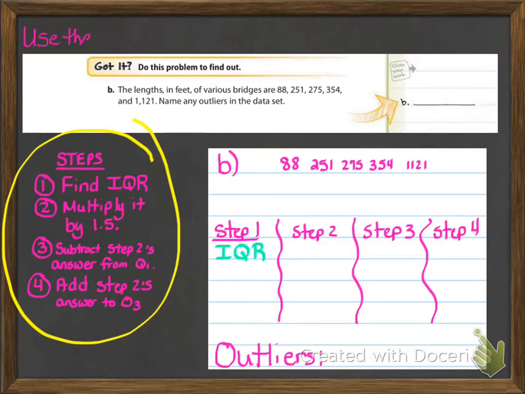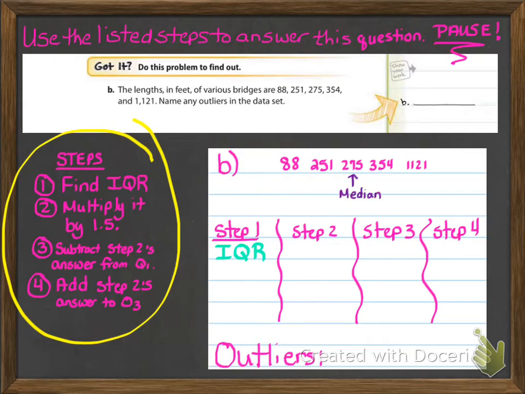So what I would like for you to do is go ahead and put B and then list your 5 numbers: 88, 251, 354, and 1,121. I then want you to leave a couple lines for space, and then do step 1, step 2, step 3, step 4 like I did here. I'm just doing this to get you guys to keep your work organized so you can see where you're working and what we're doing.